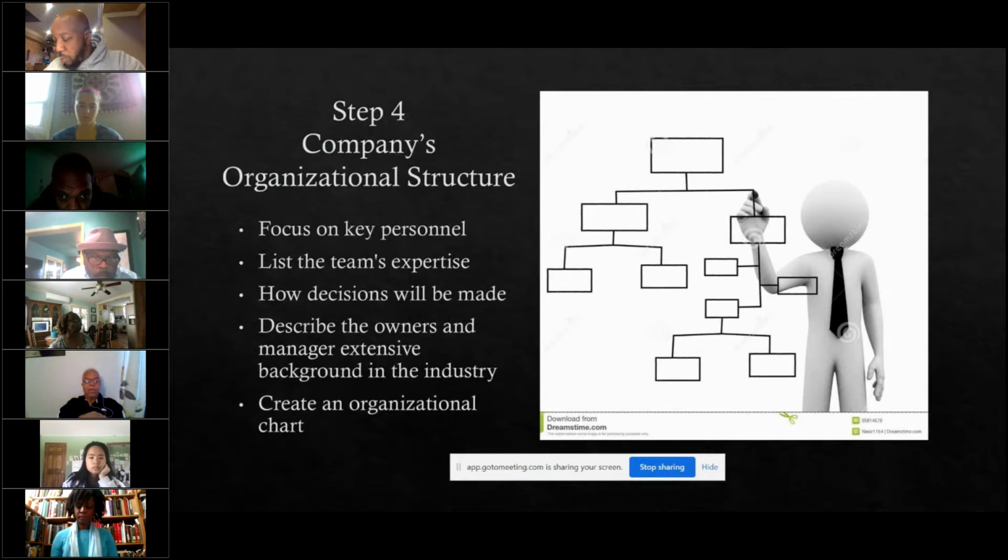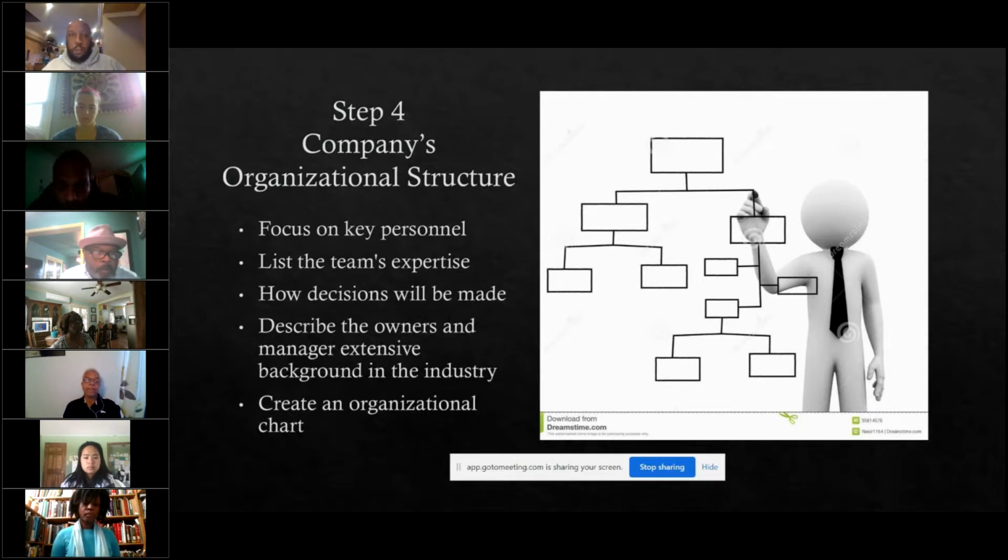Describe the owners and the managers' extensive background in the industry. Again, if you're going to receive financing, your likelihood of getting financing to launch a woman-owned construction company will diminish if you have no background in construction or no one on your team has background in construction.